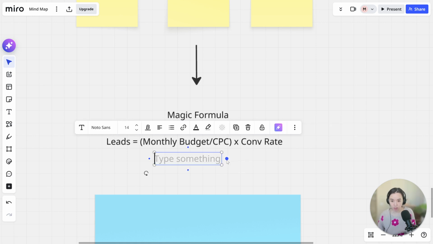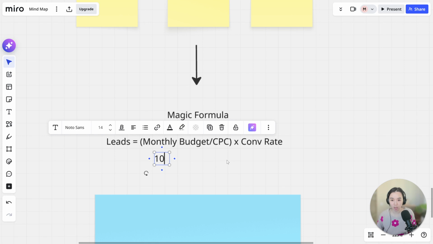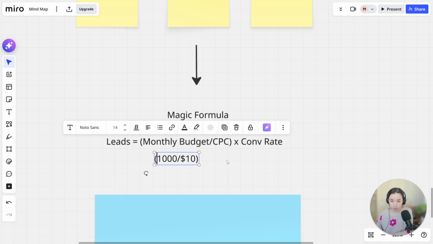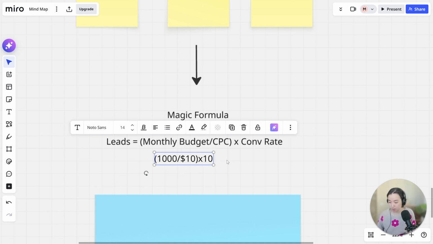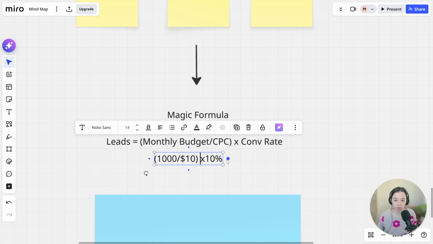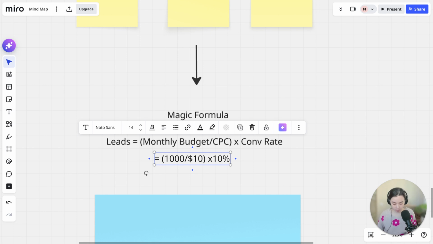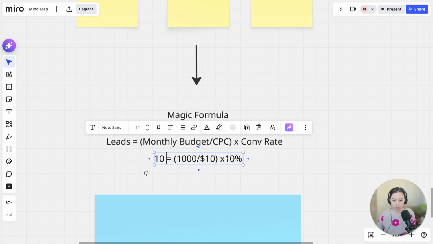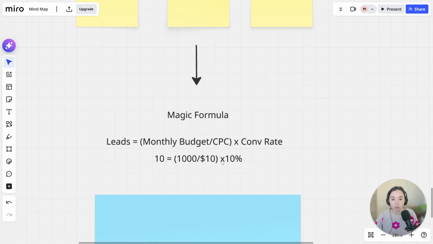So let's say, for simplicity's sake, you have a monthly budget of $1,000. Your average CPC is, let's say, $10, and this is more on the high end. Let's say your conversion rate is 10%, assuming that you have a good landing page and strong offer. So 1,000 divided by 10 is 100, multiplied by 10%. That's 10. That's 10 leads. So that's how you go about doing the math to figure it out.